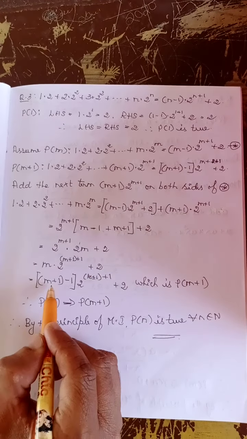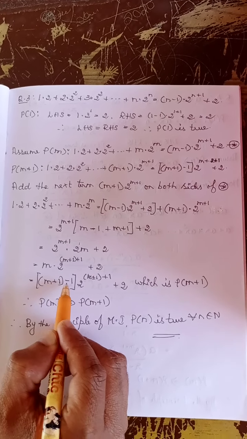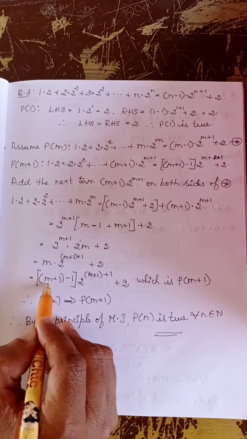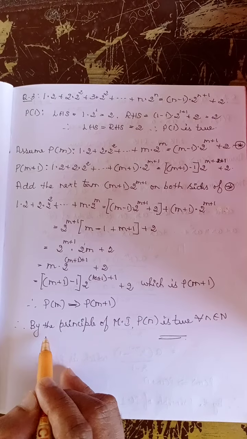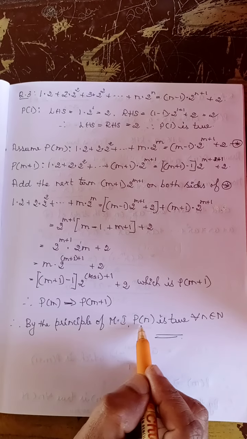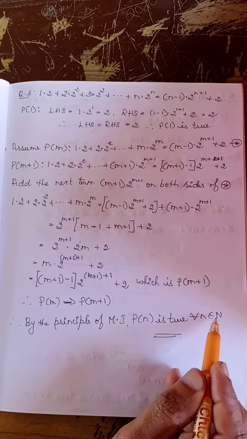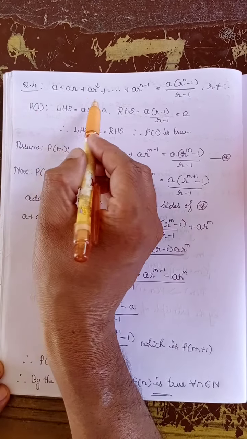So m can be written as m plus 1 minus 1, that is here plus 1 minus 1 is invisible, therefore m is written as m plus 1 minus 1, that is remaining m only, which is p of m plus 1. Therefore p of m implies p of m plus 1, hence by the principle of mathematical induction the p of n is true for every n belonging to the set of naturals N. Next question number 4 and the important one.